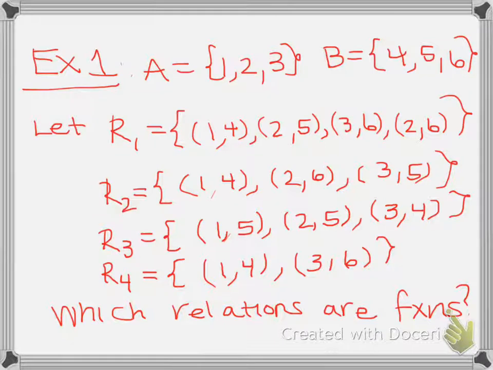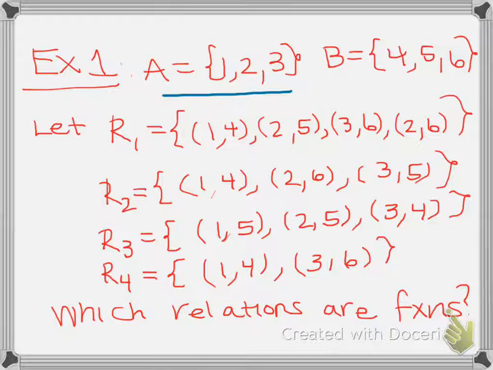Okay. So in this example, our A contains the elements 1, 2, and 3. So what that definition means, the domain of F equals A, is that 1, 2, and 3 need to go somewhere, need to relate to something in each of these relations. So let's just look to see if all four of these meet that first condition.